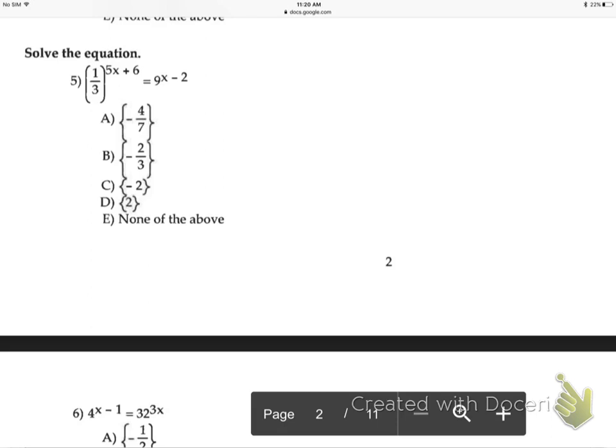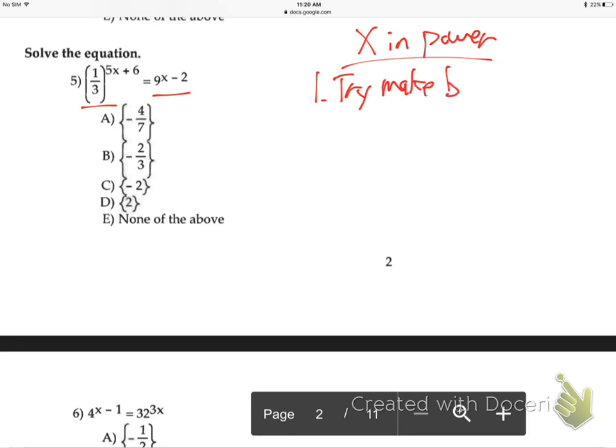So you want to have a recipe game plan when you see these kind of base things. So what do you see? X in power. So you want to recognize that and go, oh yeah, X is in power. It's not just that it has X's, but X has climbed into the power zone. So what do you do when you see that? Step number 1 is you try to make the bases the same.